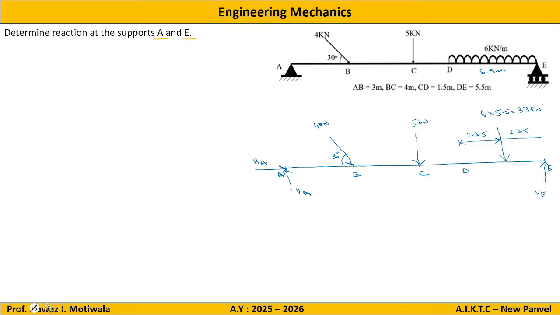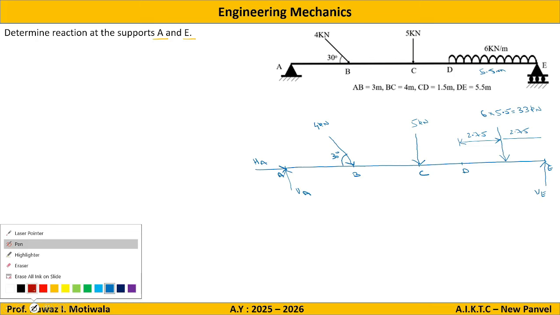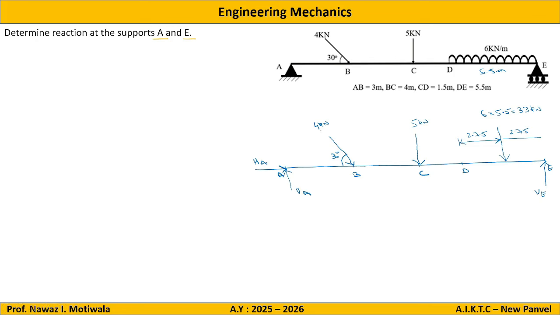Now before applying conditions of equilibrium, we need to resolve all the forces which are inclined. So here it is an inclined force. Draw one line parallel to X, one line parallel to Y. Force is going down and right, so right and down. Angle is 30 degrees with respect to X axis, so because it is with respect to X axis, X will be cos. So this will be 4 cos 30, and this will be 4 sin 30. I will just write the values of 3 meters, 4 meters, 1.5 and 5.5.